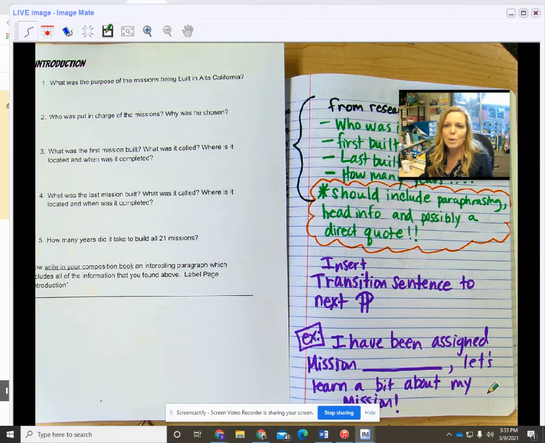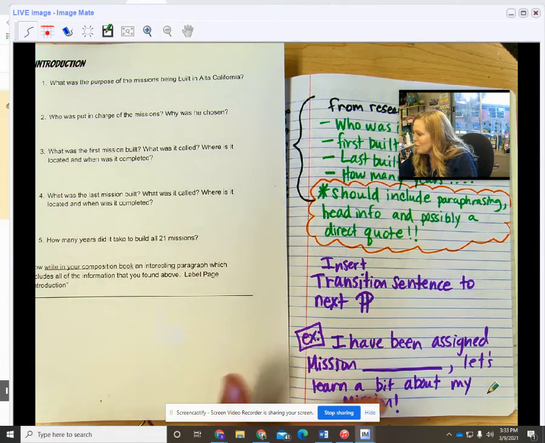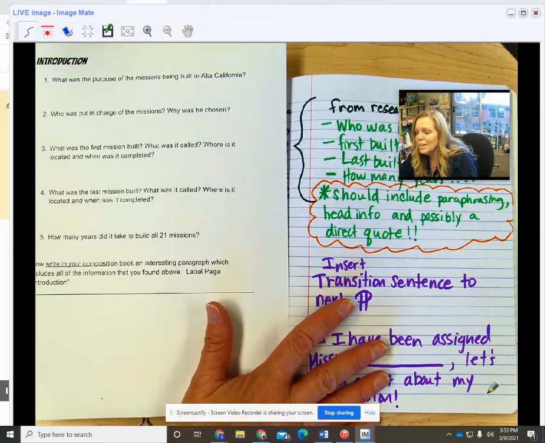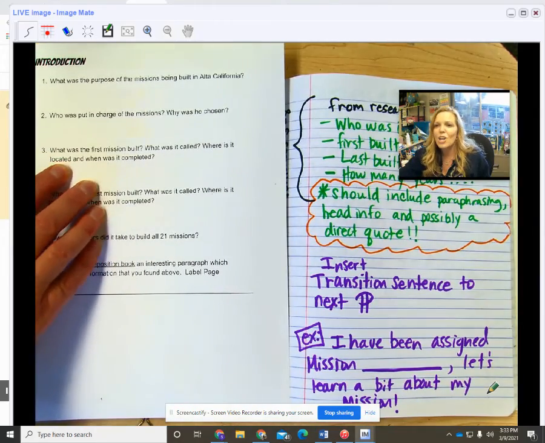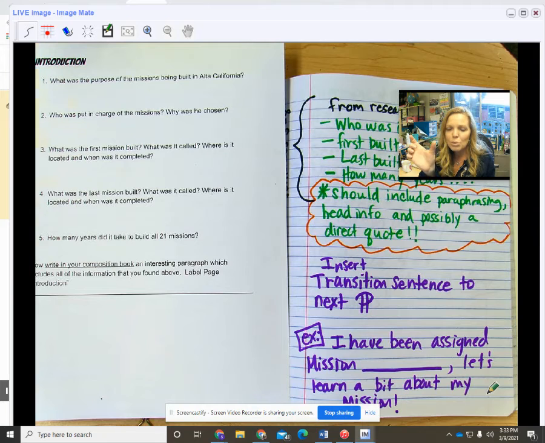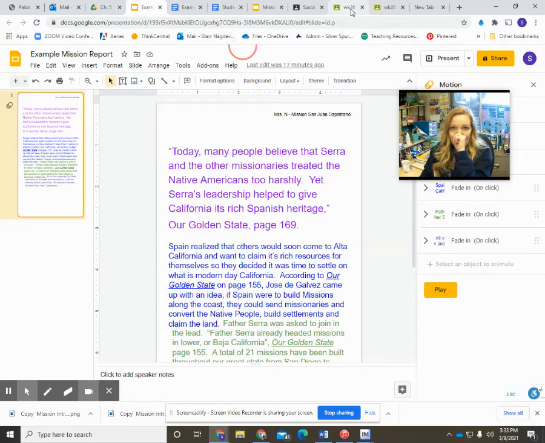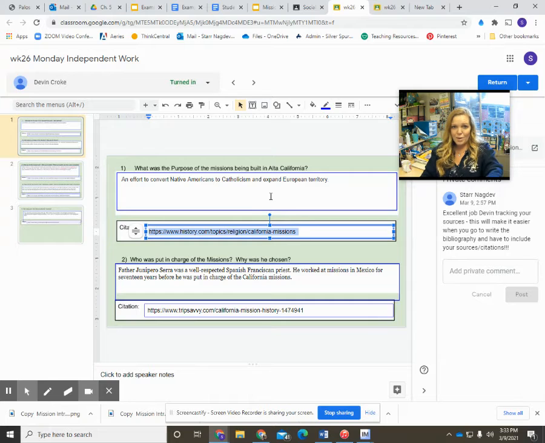Okay, and just so you know, parents, the writing of the paragraph should be done in their composition book. The research is done on the slides online so they can readily use it, because most of this is coming from websites since we're not at school and we don't have access to all the books and stuff. So they need to insert the website that they have used in their research. So let me show you again, Devin's fantastic work. So again, she's doing the research and then putting the citation right there. That's going to help us when we have to build our bibliography at the end.